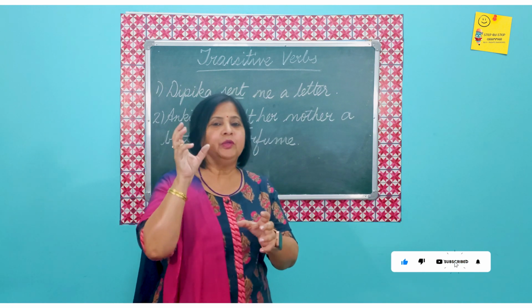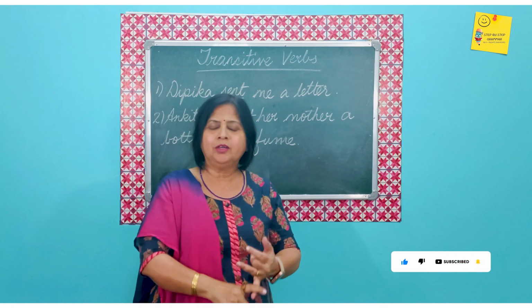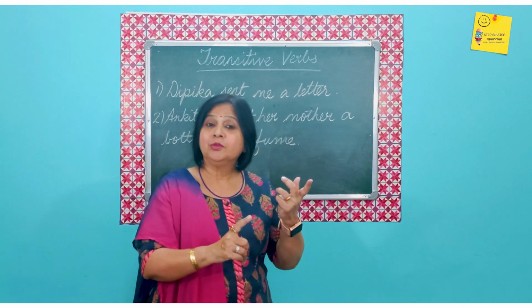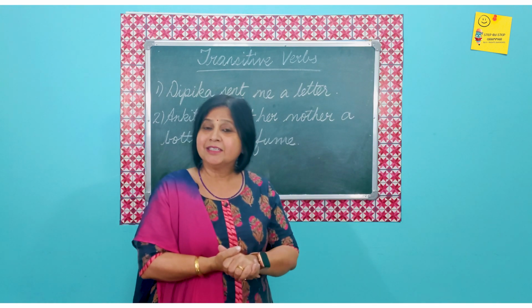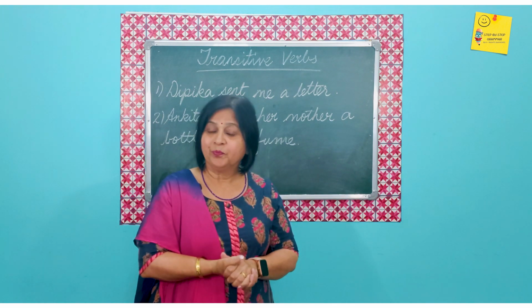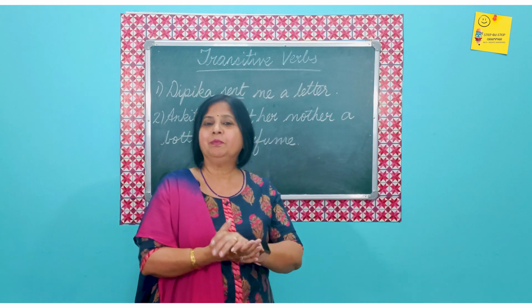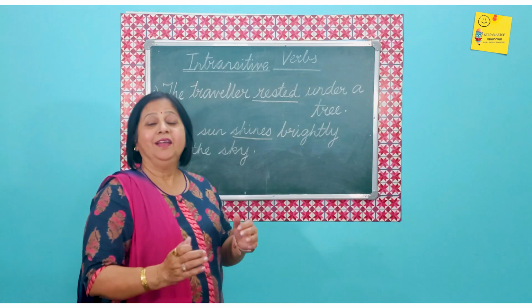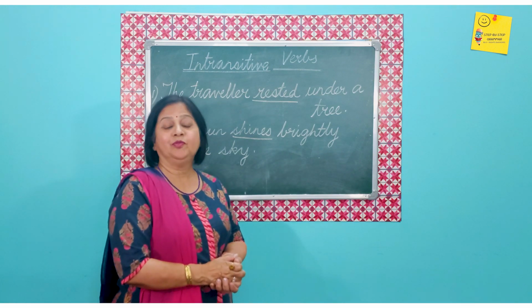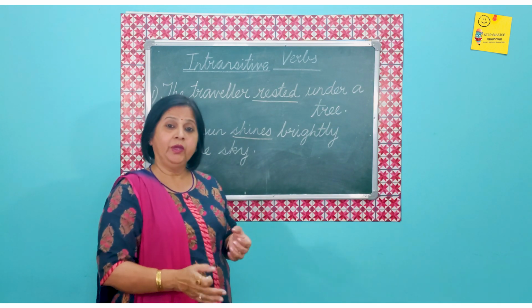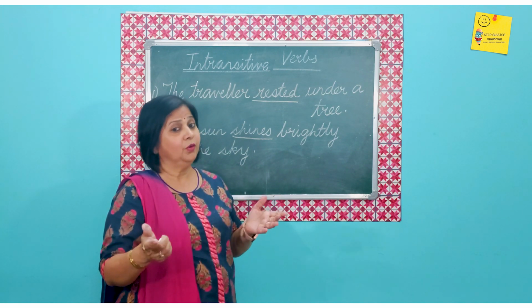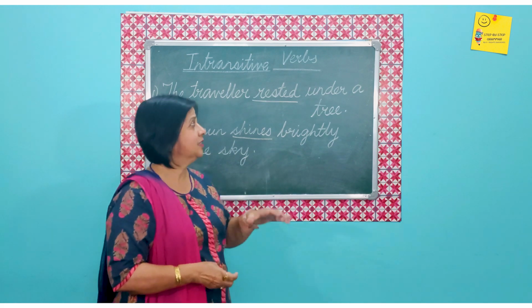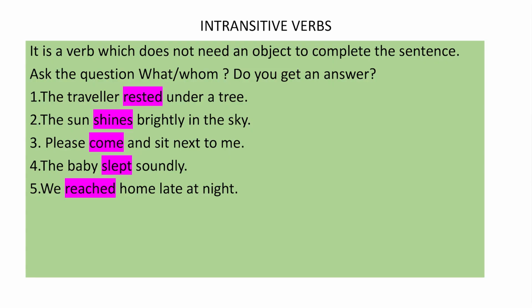So what do we need to see? We need to just ask the question what or whom to the verb. If you get an answer, you get a direct object over there, then it is a transitive verb. Okay, now let's see some examples of intransitive verbs. As always, first identify the verb and then we're going to ask the questions what or whom, and let's see whether we get an answer. So, the traveler rested under a tree. So, the verb is rested.